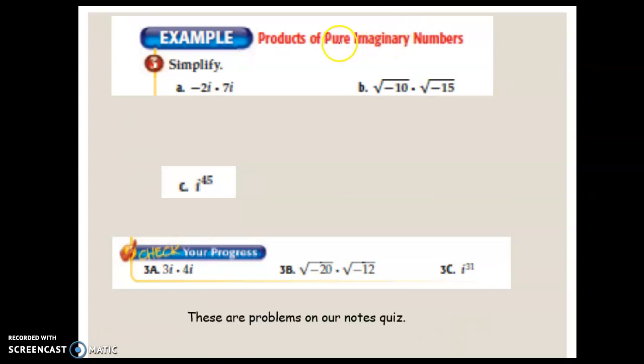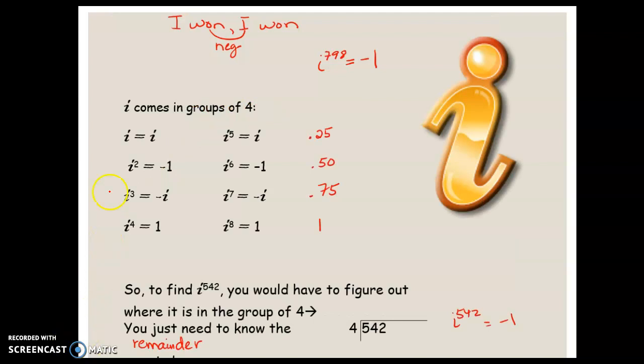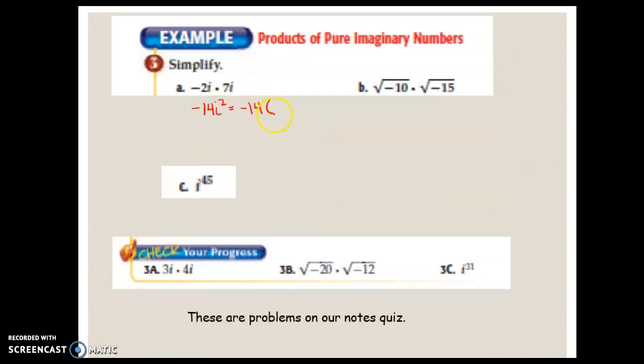Okay, products of pure imaginary numbers. These 3 right here, I'm getting ready to do for you, but these problems down here are the problems on your notes quiz. -2i times 7i would give you -14i squared. -14 and i squared is -1. Okay. -14 times -1 is +14.